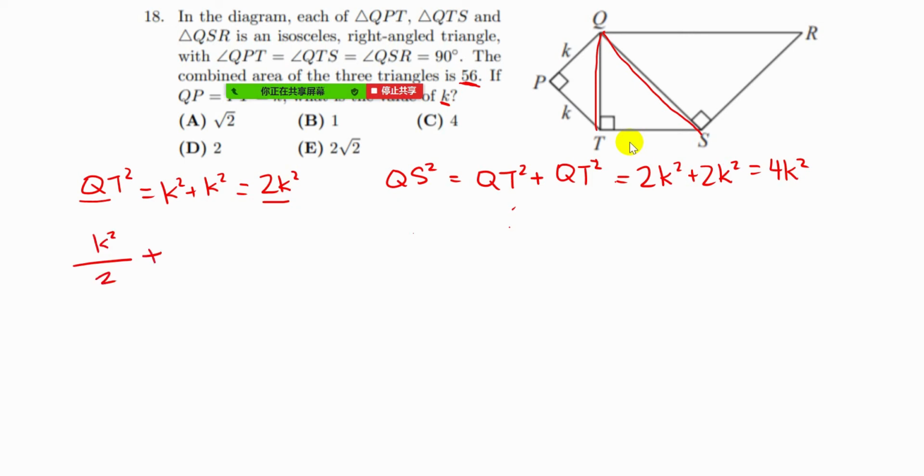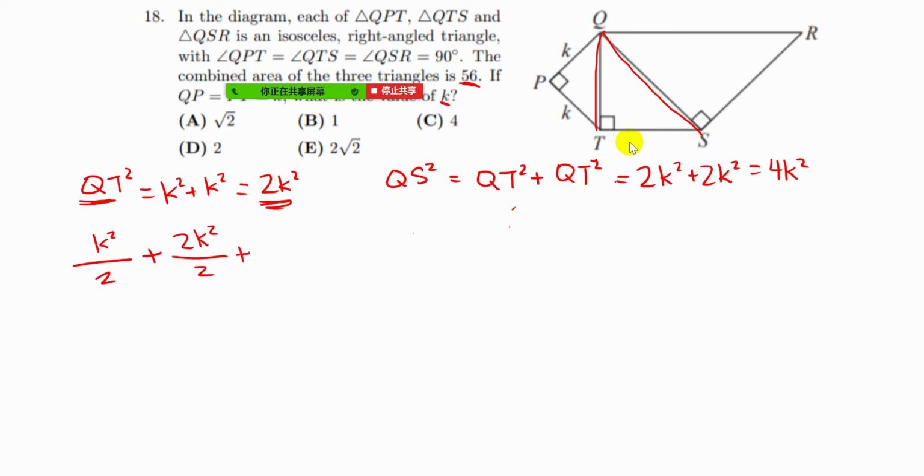And then plus the surface area of the middle triangle. For that, the base would equal TS, which equals QT. So base times height would just be QT squared. And then we know that QT squared is 2K squared, so we can just do 2K squared and then divided by 2. For the last triangle, the biggest triangle, the surface area is also base times height divided by 2.